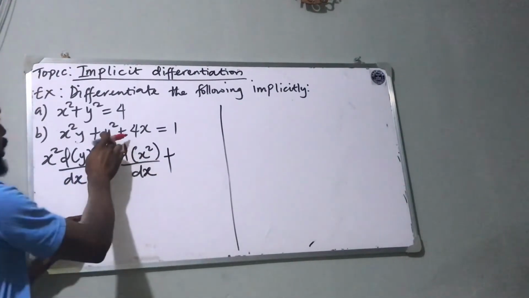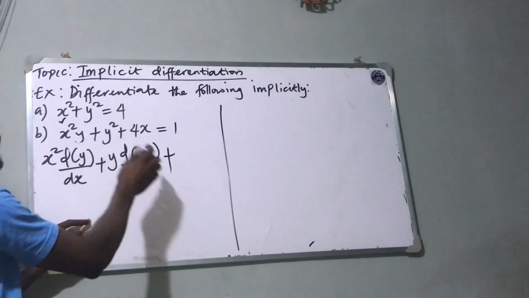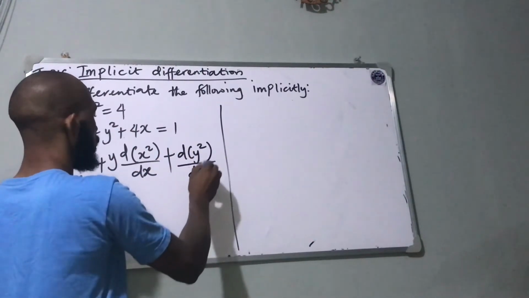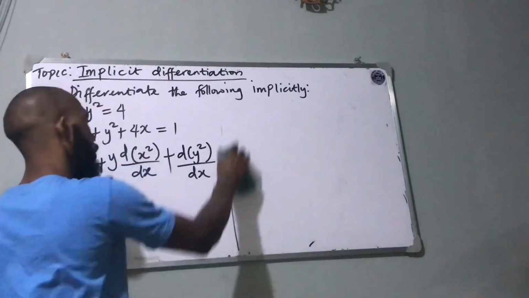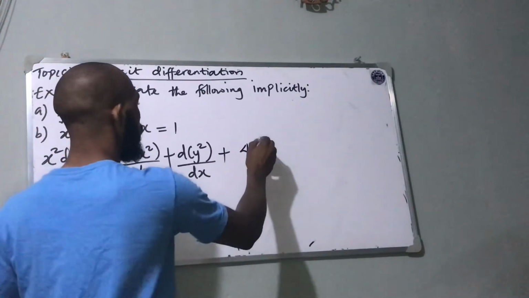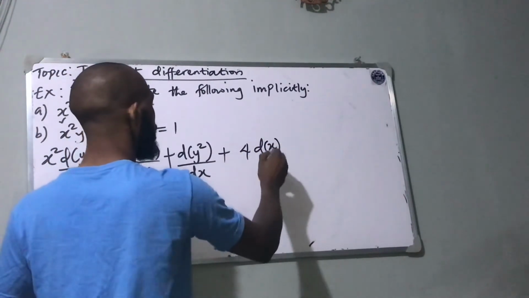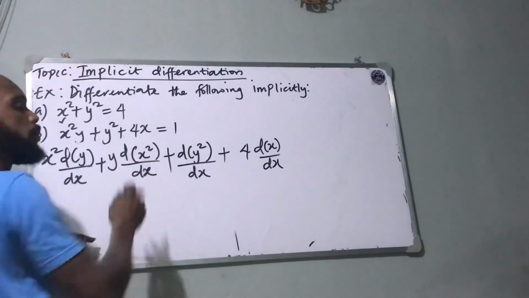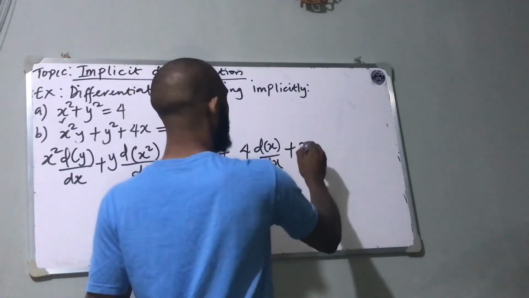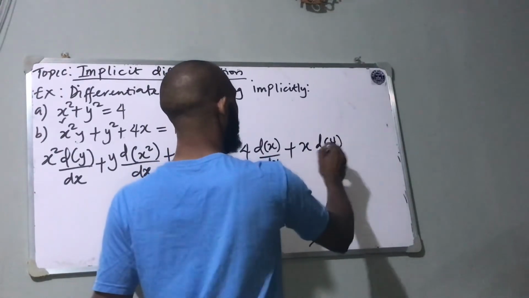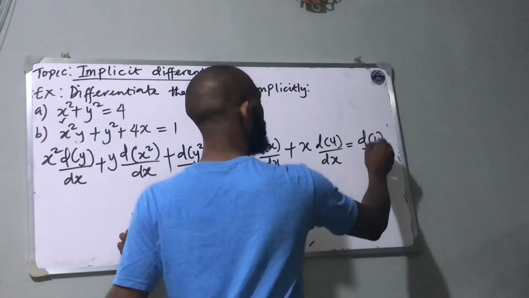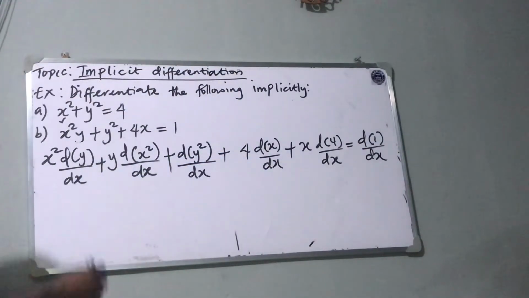Then plus, I'm done with this. I'll move to this side, I'll differentiate my y squared. Plus, I'll move to this 4x, I'll differentiate my x. Because we have 4 times x, which is the same as x times 4, I can still go ahead to keep my x and differentiate my 4, which equals the differentiation of my constant. Okay, this is what we have.